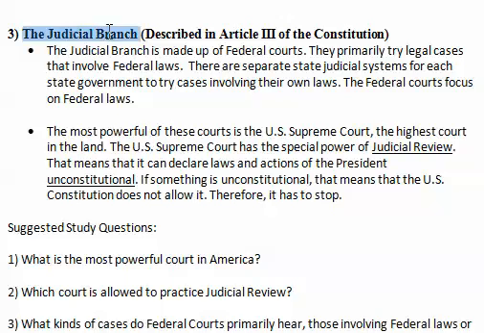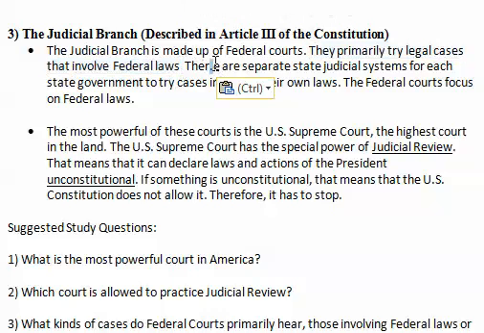The judicial branch, the third branch of government, is described in Article 3 of the Constitution. The judicial branch is made up of the federal courts. They primarily try legal cases that involve federal laws. So, there's a judge, sometimes there's a jury, there are witnesses, the whole thing you're thinking of in trials. That's what the judicial branch does, but only for federal laws.